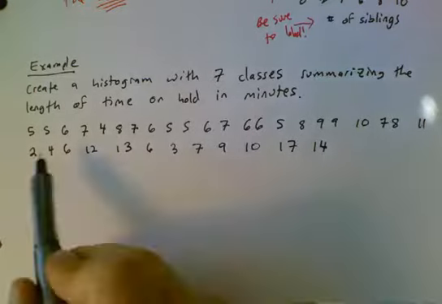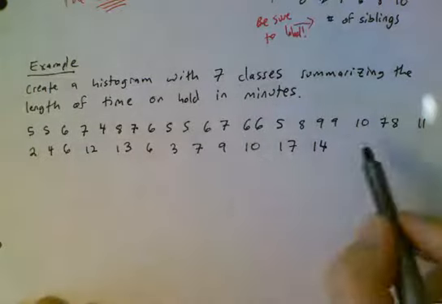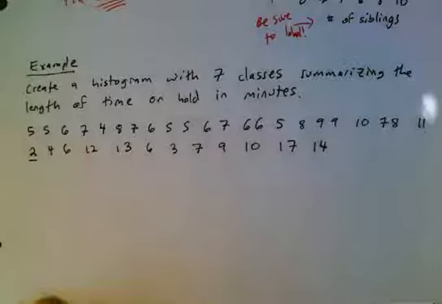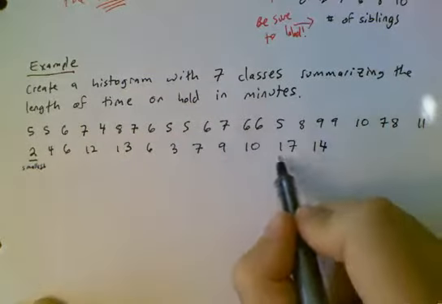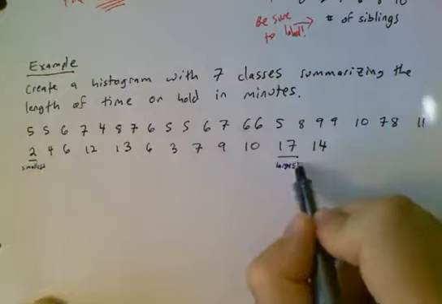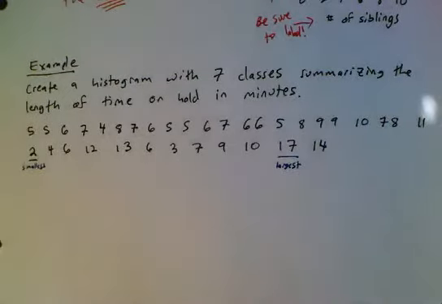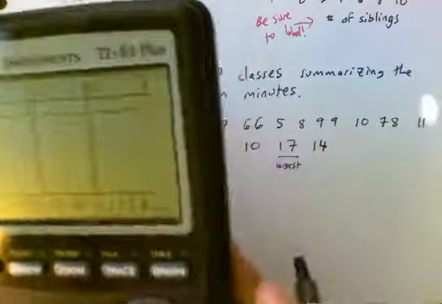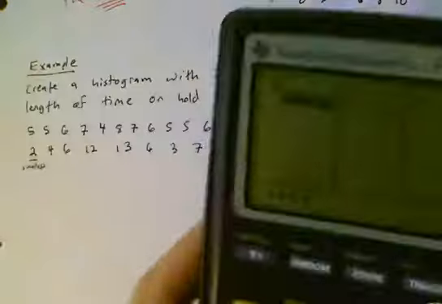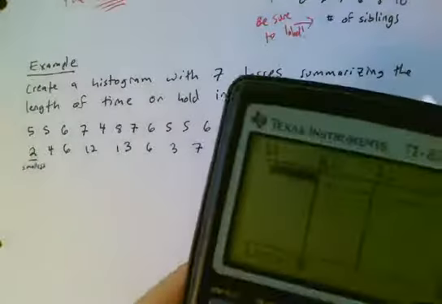Okay, so the first thing we're going to do is we're going to find that class width again. So if we just look through here, 2 is our smallest value, 17 is our largest. We're going to have to go and sort the data at some point anyway, so we might as well do that now just to double check that those are correct. So I'm going to put them all in.